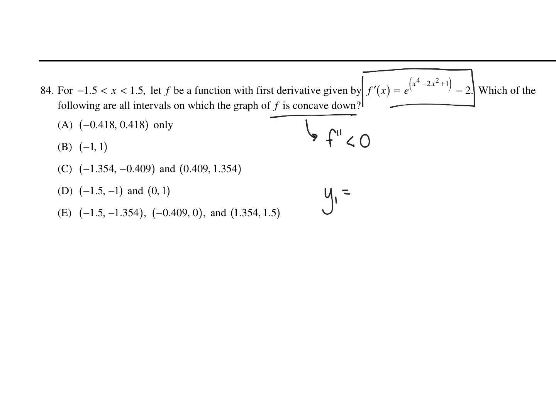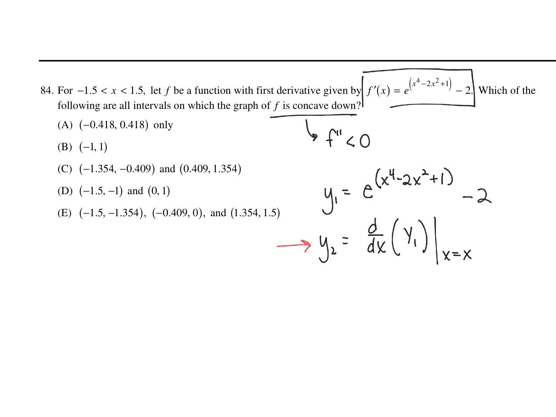Take the derivative. So in y1, I am going to put this function, and in y2, what I'm going to tell my calculator to do is to take the derivative with respect to x of y1, where x equals x. This is going to take forever to graph. So what you're going to want to do here is find where this function is negative. That's not the F function.